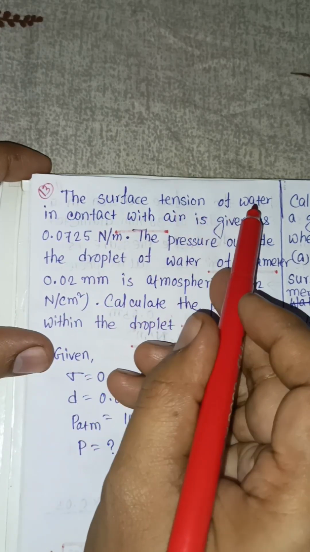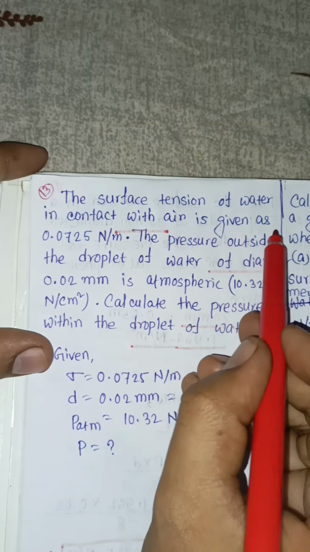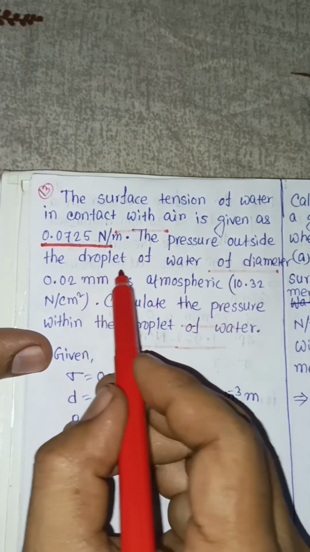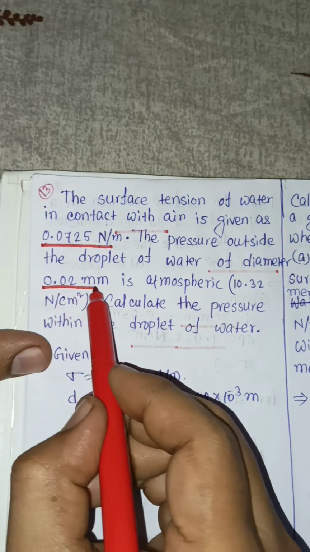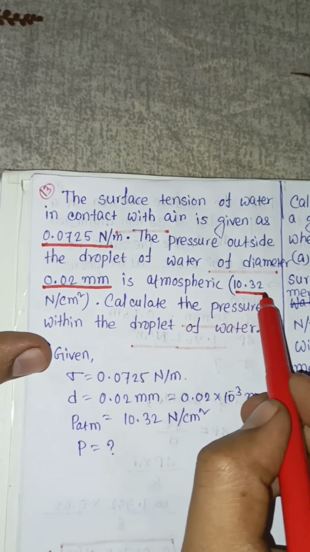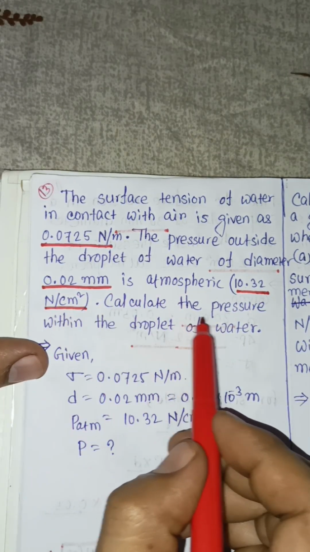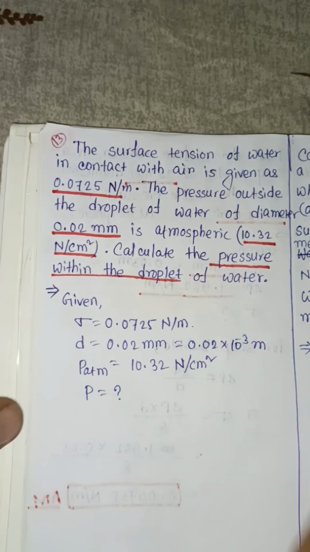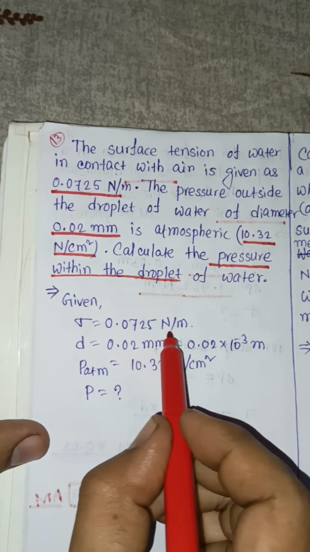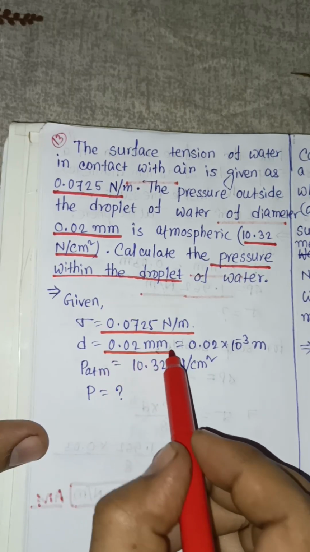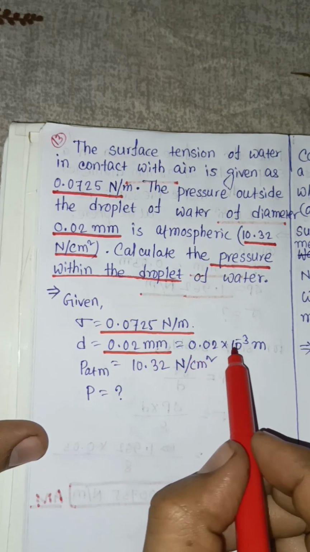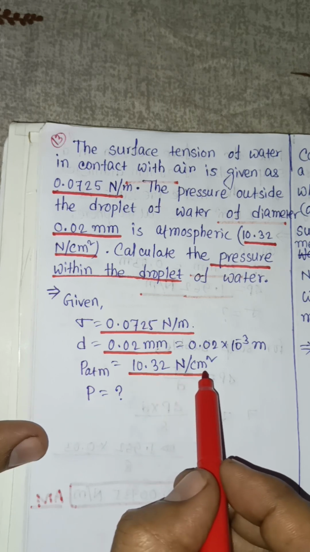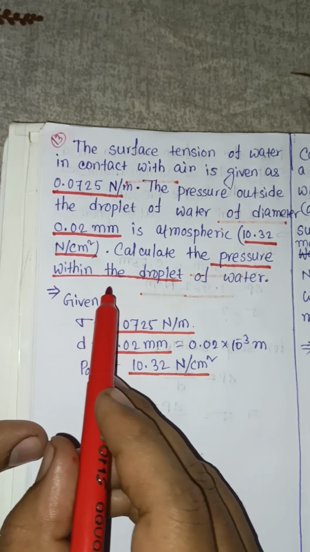The surface tension of water in contact with air is given as 0.0725 Newton per meter. The pressure outside the droplet of water of diameter 0.02 mm is atmospheric 10.32 Newton per centimeter square. Calculate the pressure within the droplet. You have to find out the pressure within the droplet. So what is given in this question? Surface tension that is equal to 0.0725 Newton per meter, diameter that is equal to 0.02 mm, that is equal to 0.02 into 10 to the power minus 3 meter. Atmospheric pressure that is given, that is 10.32 Newton per centimeter square. So you have to find out the pressure within the droplet of water.